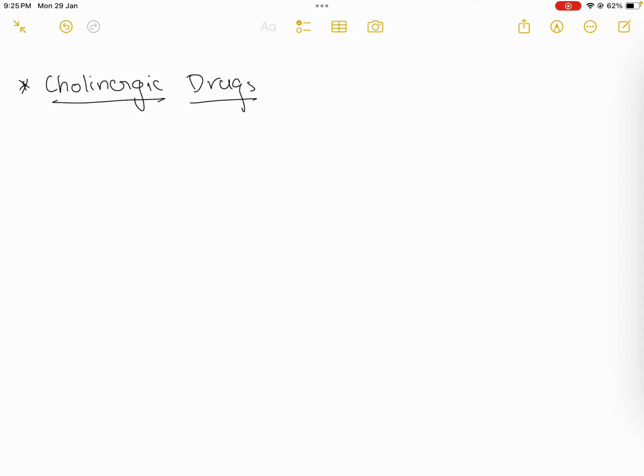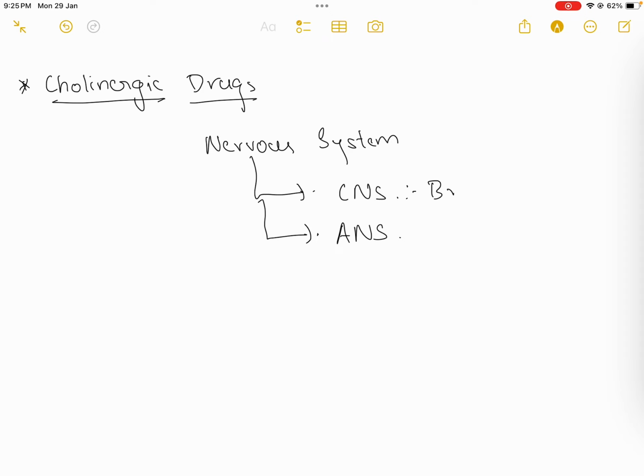Before getting deep into the topic, we'll be discussing the nervous system. As you're all aware, the nervous system is divided into two parts in our body. One is the CNS, what you usually call the central nervous system, and the other we call the ANS, the autonomic nervous system. The CNS consists of brain and spinal cord.